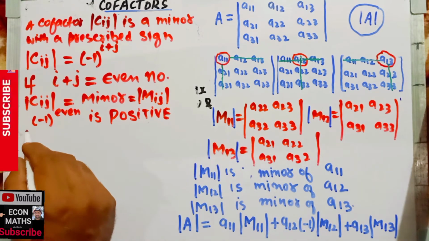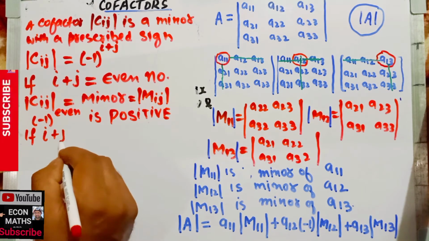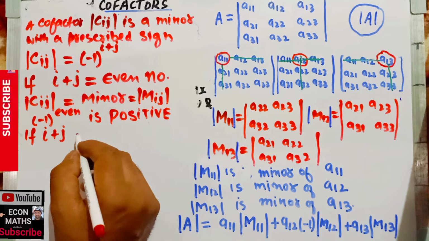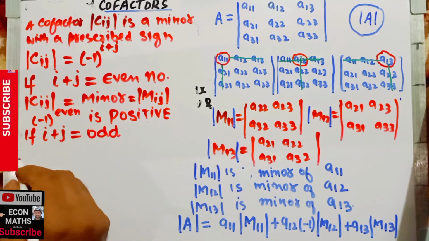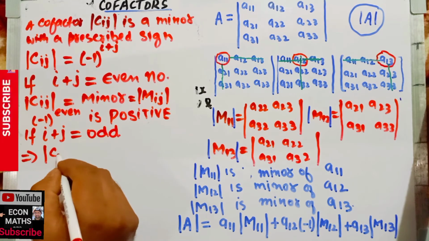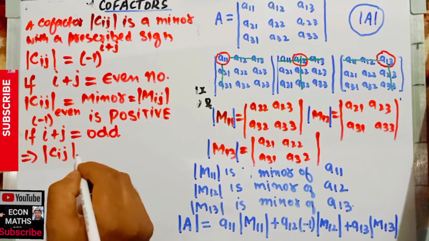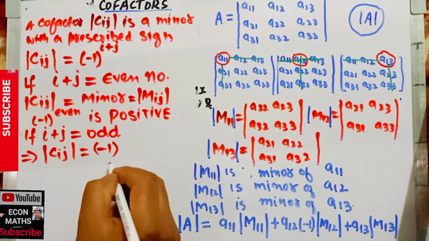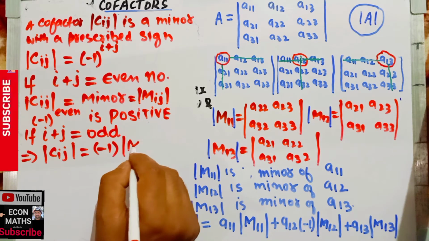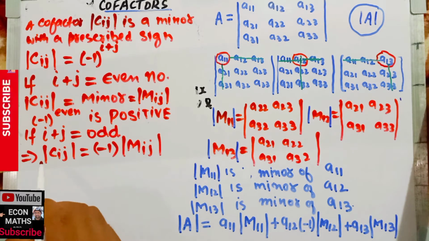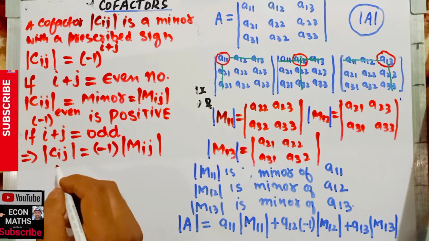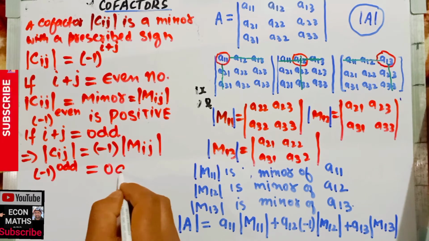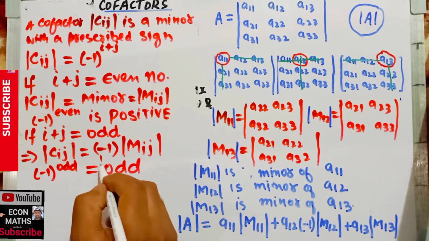Now if I plus j, if the sum of these is odd, then this Cij is equal to -1 times the Mij. That is, this cofactor is equal to -1 times the minor, because -1 raised to an odd power is always -1. That is where this -1 came from.